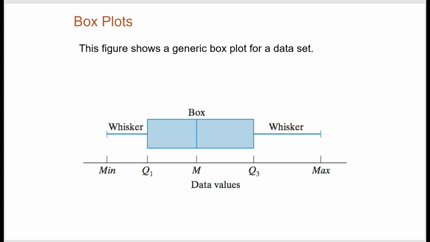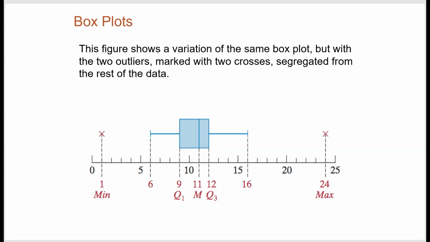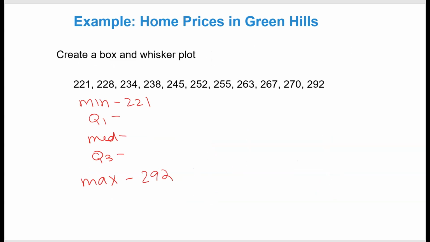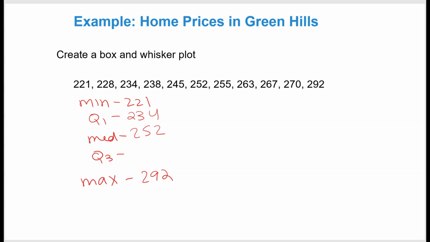To create a box and whisker plot, you're using the minimum, the Q1, the median, the Q3, and the maximum. And so you're just placing dots at the min and the max, and then a box around Q1 and Q3, and a line at the median. So let's create one real quick. So we've already done the data for this. So our minimum and max, our 5-number summary is right there. Our Q1 is 234. Our median is 252. And our Q3 is 267.